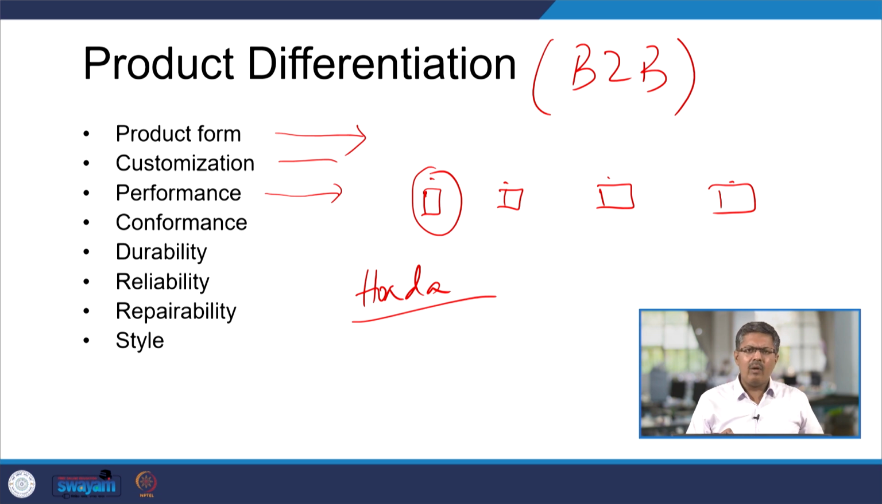Some companies give you different kinds of shapes and sizes. They say we are very flexible. That can be another way of differentiating. So, a company can create differentiation in any of these ways. It can be more than this, but these are a few which I have listed, and it is important because that separates you from your competitors.